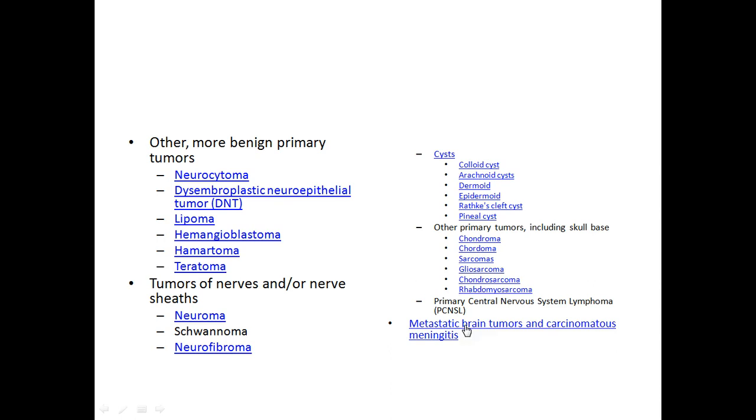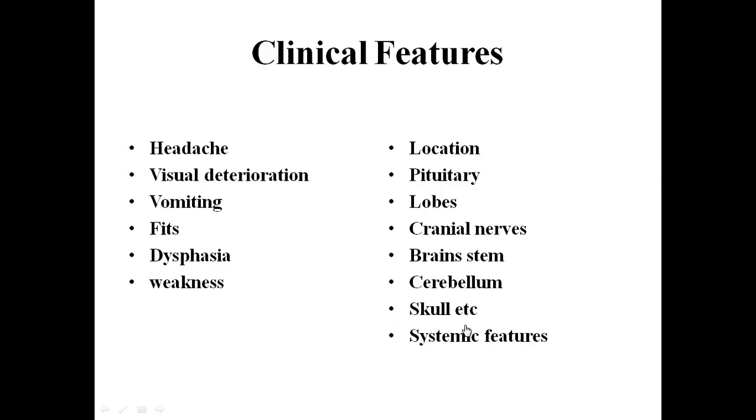Now, when a tumor is inside the brain, what will be its presentation? Presentation can be divided into two. One is general presentation and the other is local presentation, according to the particular area of the brain which is involved by the particular tumor. Generally, when a tumor is inside and creating edema that leads to raised intracranial pressure, the patient will complain of headache, there can be visual deterioration, the patient can vomit, and when the cortex is involved, the patient can have seizures or fits.